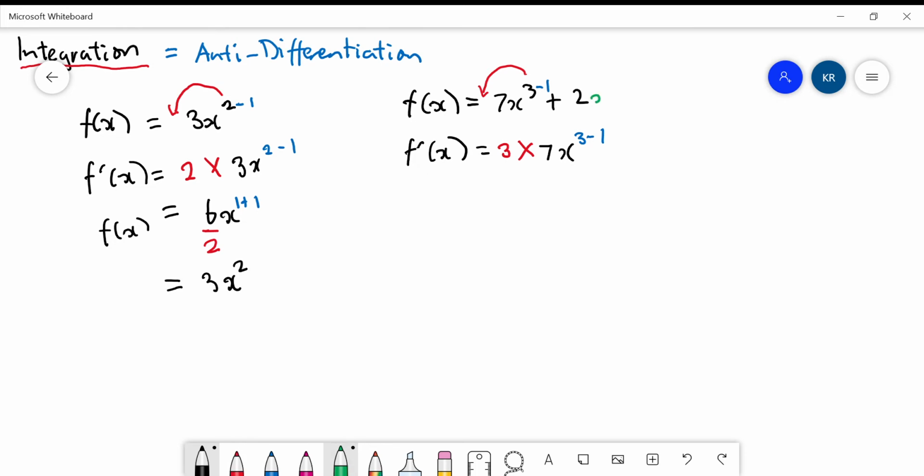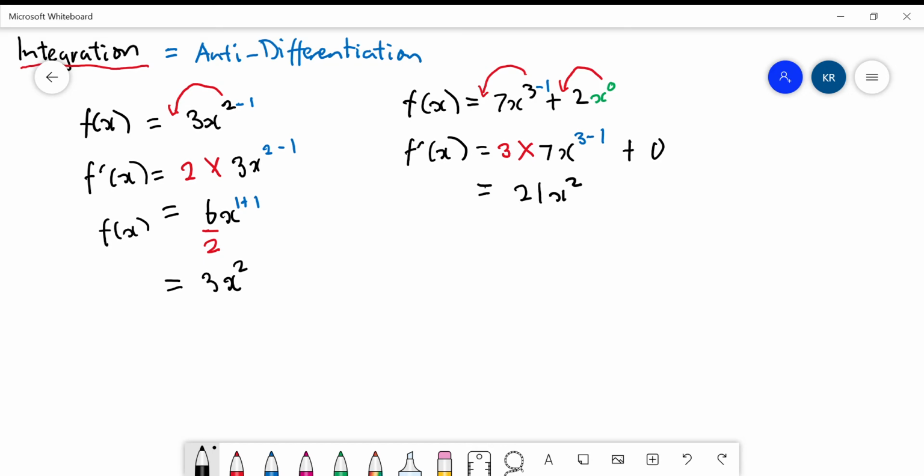Since 2 is by itself, we can add x to the power of 0 to it. x to the power of 0 is 1. So 2 is basically the same as 2x to the power of 0. If we bring the power down, you're basically multiplying the coefficient by 0. Anything multiplied by 0 is 0. So if you differentiate 2, the result is 0. So as our answer, we would then get 21x squared.